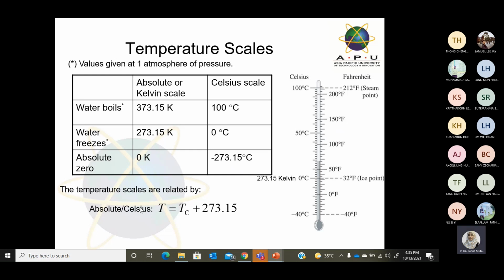So if you want to change, for example, from Celsius to absolute, T equals T_C plus 273.15. For example, if the value is in Celsius, to convert to Kelvin you need to add 273.15 to the temperature value. Okay, so this is the Celsius and Fahrenheit.